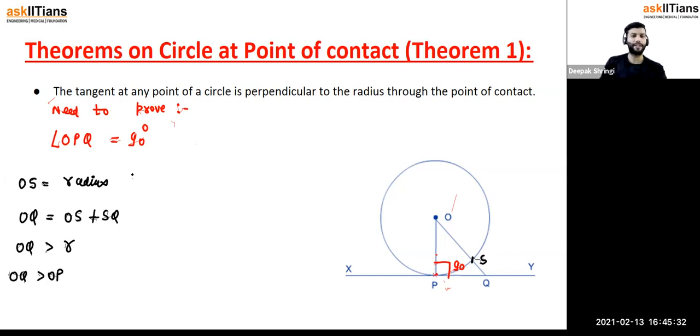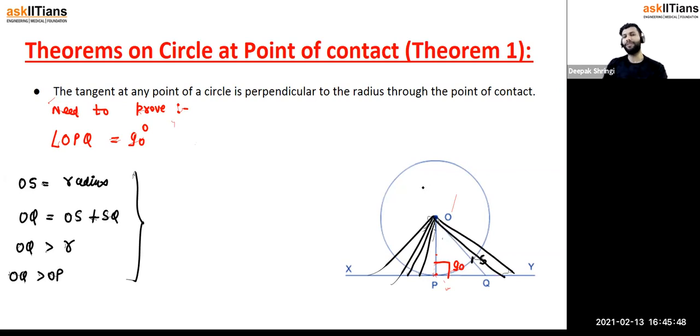Now let's try to understand this one, guys. Let's say OQ is any line other than OP. Draw a line anywhere, like this, this, this, or this, whatever line you draw. You can see that all of these lines are OQ, and all of these lines are more than OP, right?